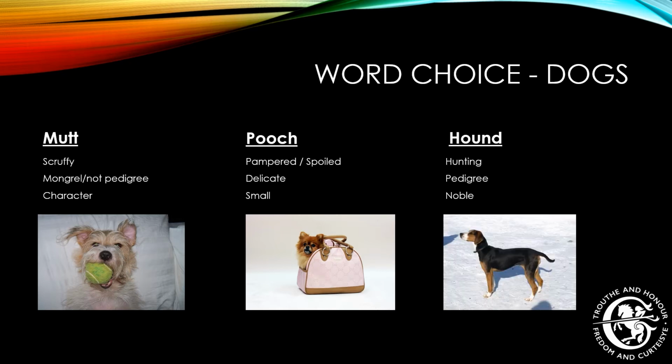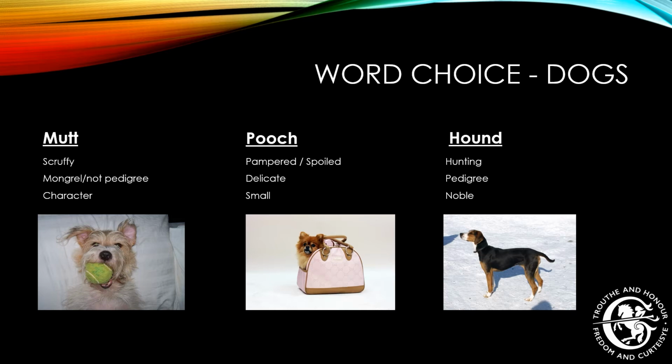And then lastly, the word hound. Well, again, that suggests a dog that might be used for hunting. It certainly suggests a pedigree dog, something a little bit more noble and refined. So three different words that all essentially mean the same thing. They all mean dog, but they all have very different connotations. And if you as a writer were to use one of those words, you would be using it because you wanted to convey all those extra layers of meaning, all those extra aspects of your attitude towards the dog to your reader.